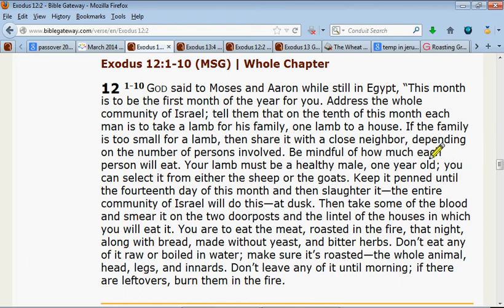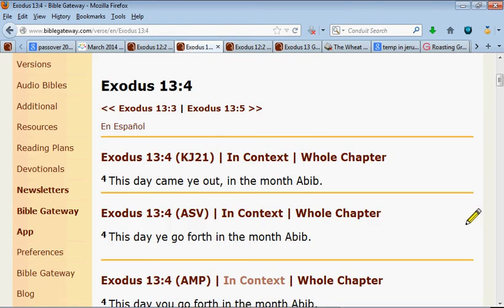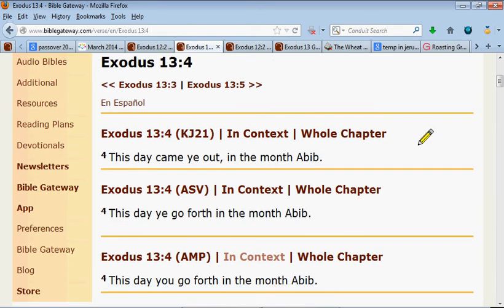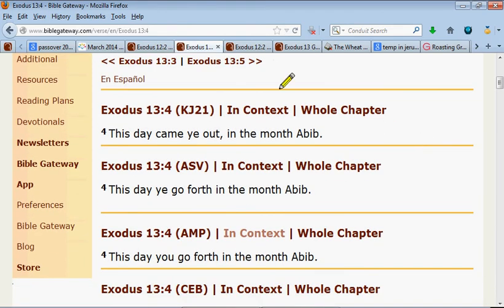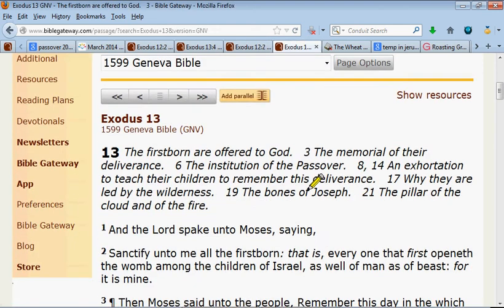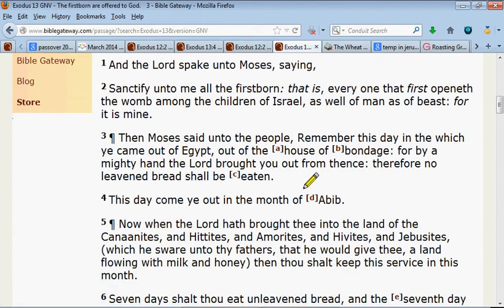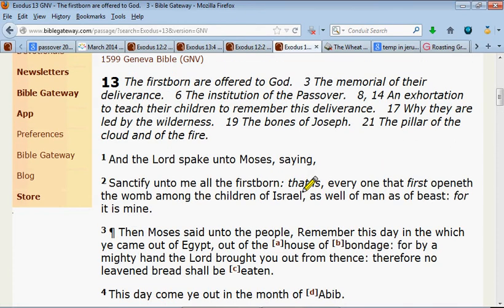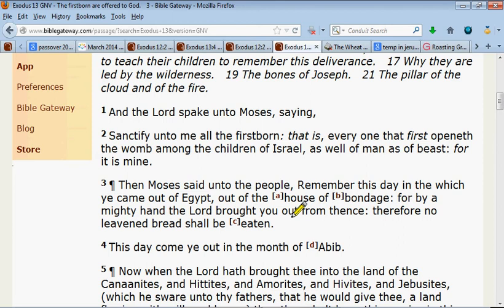And God did change the months from the seventh month, and we won't go into that in this study. The first month is Aviv or Abib. And let's go to Exodus 13:4. And this is to show you that we're in the Geneva Bible, and this is first fruits that they're talking about, new corn.